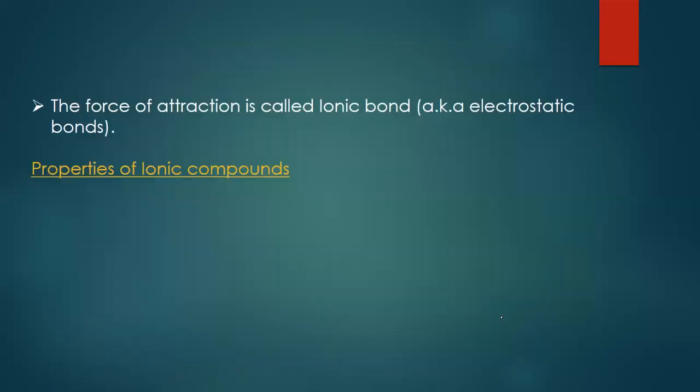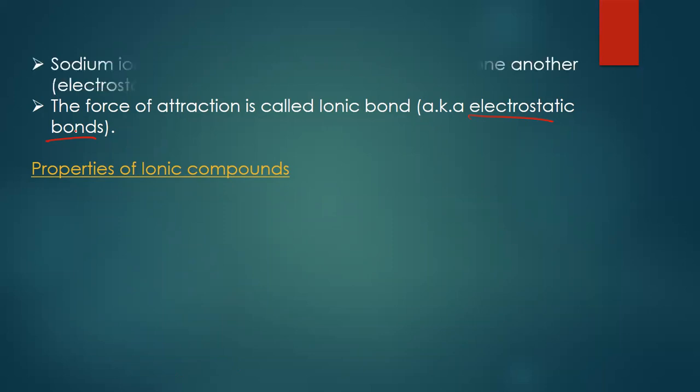Okay, so the force of attraction is called the ionic bond. It's also known as the electrostatic bond. So the ionic bond is also known as the electrostatic bond. Yeah, and this is just an attraction which happens between 2 ions where there is the process of losing and gaining of electrons in order for them to become stable.